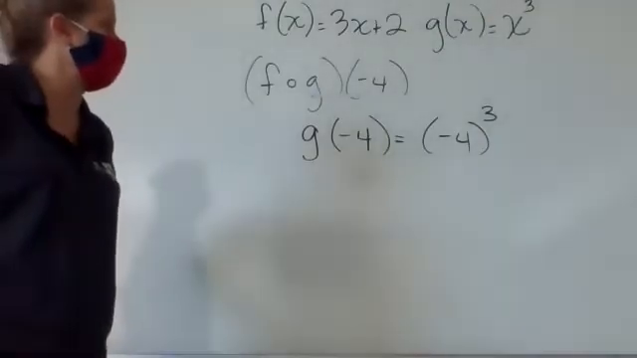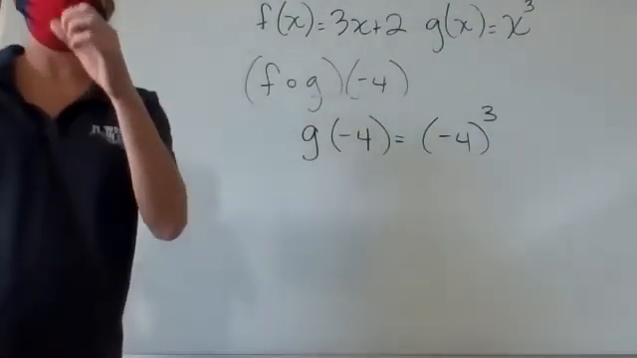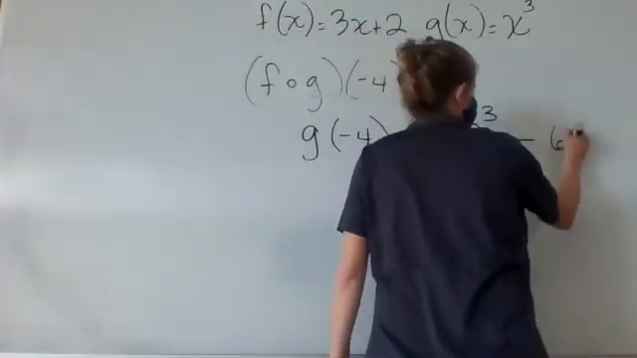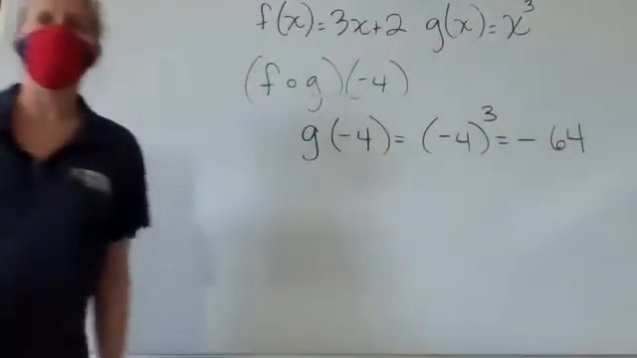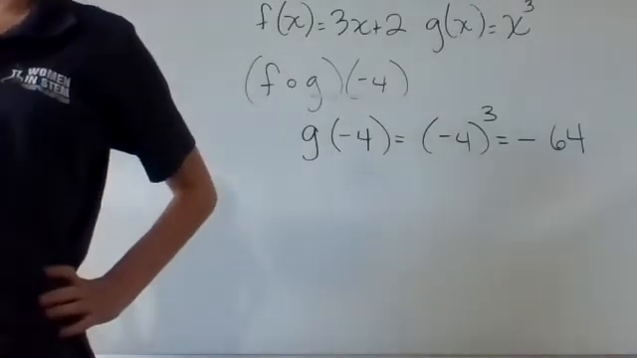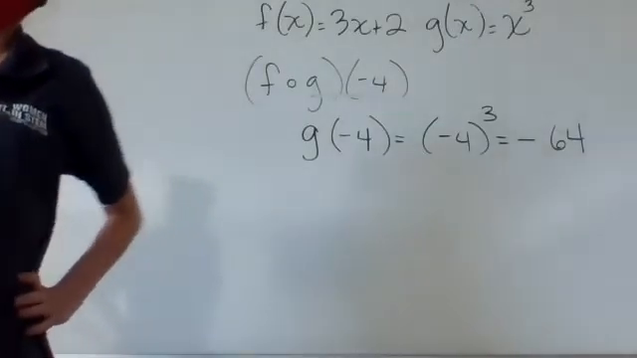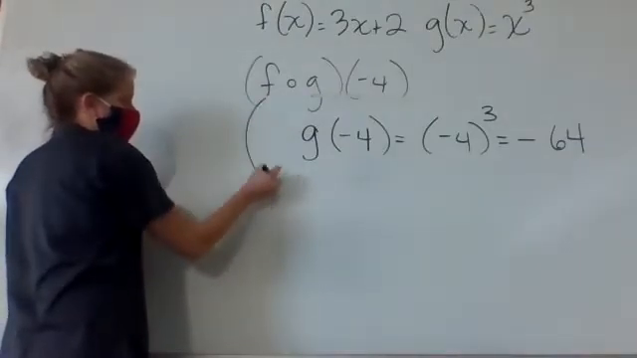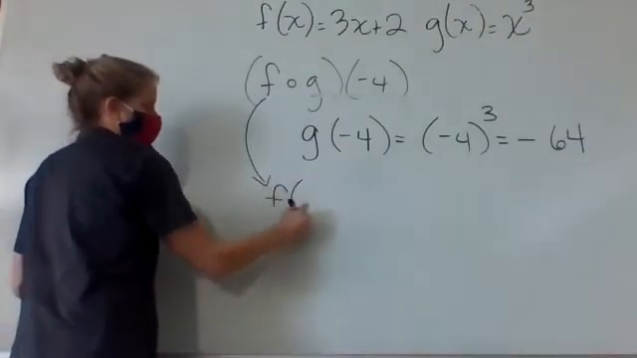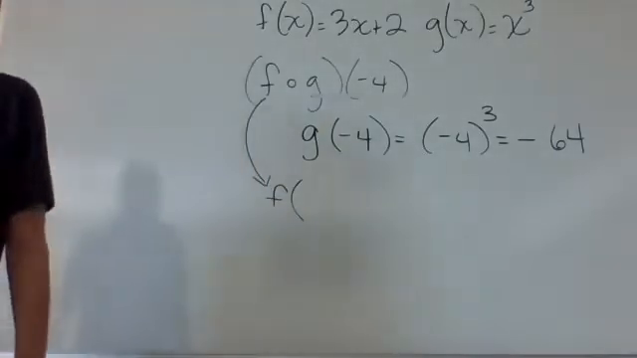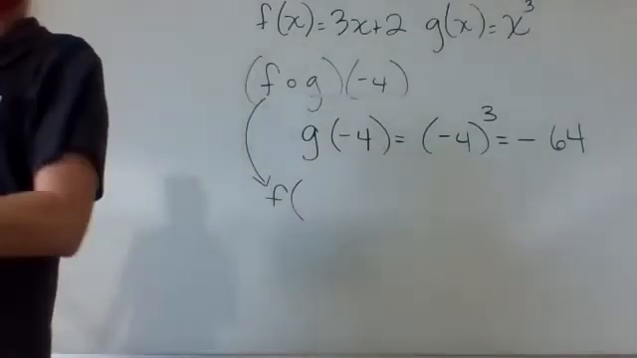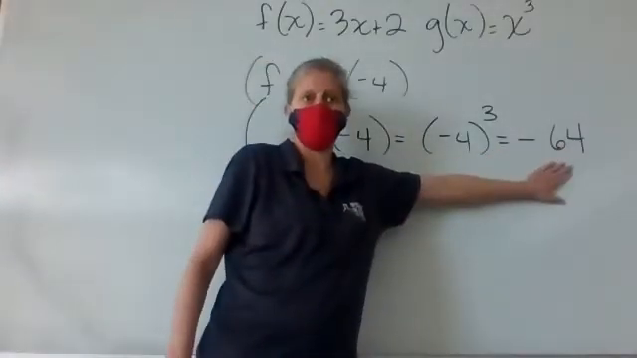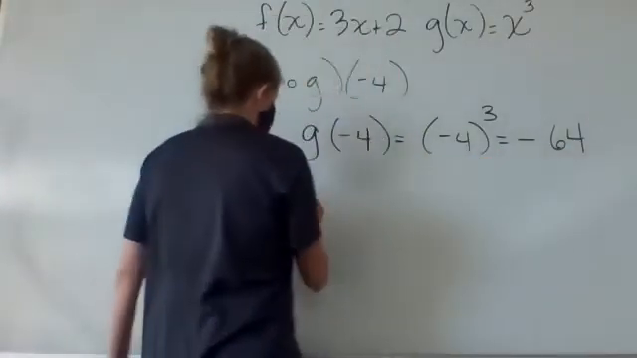So let's see, what does that mean? -4 to the third means -4 times -4 times -4, which is -64. And then whatever letter is down on the outside, you bring it down, which is f in this case. So now I'm finding f of whatever my last answer was, which is -64.